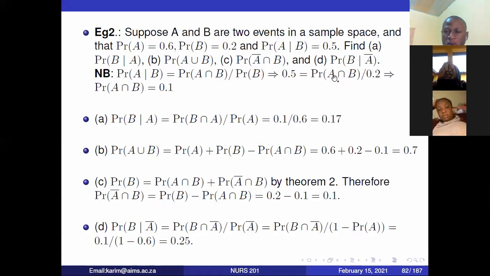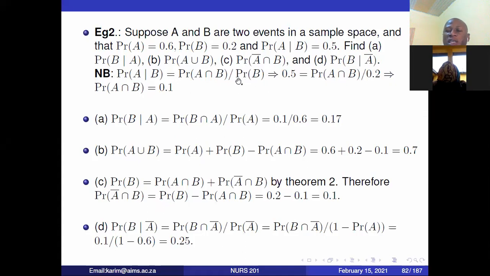Now, but we know that probability of A given B is equal to probability of A intersection B divided by probability of B. We know probability of A given B to be equal to 0.5 here, so we substitute it. We know also probability of B, which is here, to be equal to 0.2. Also come and substitute your 0.2.